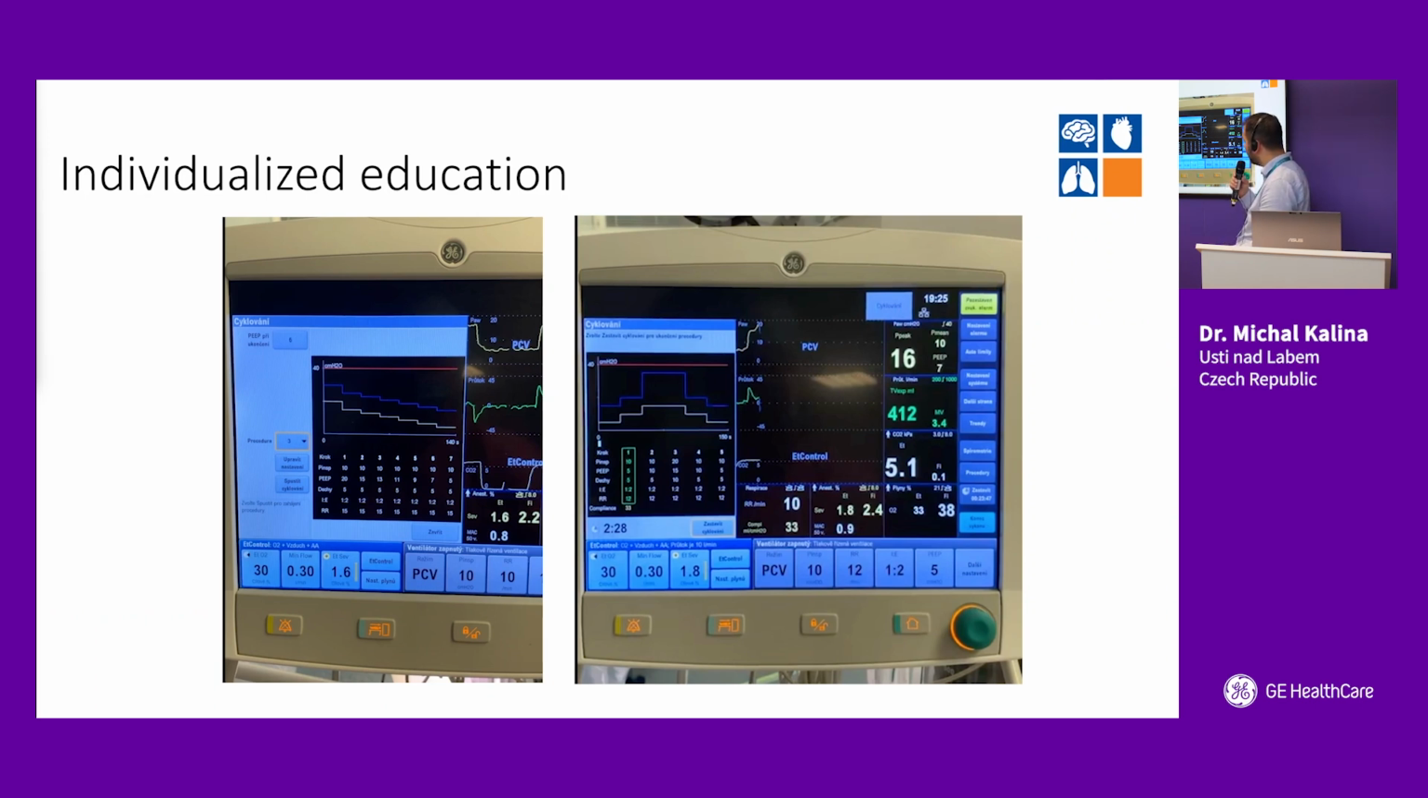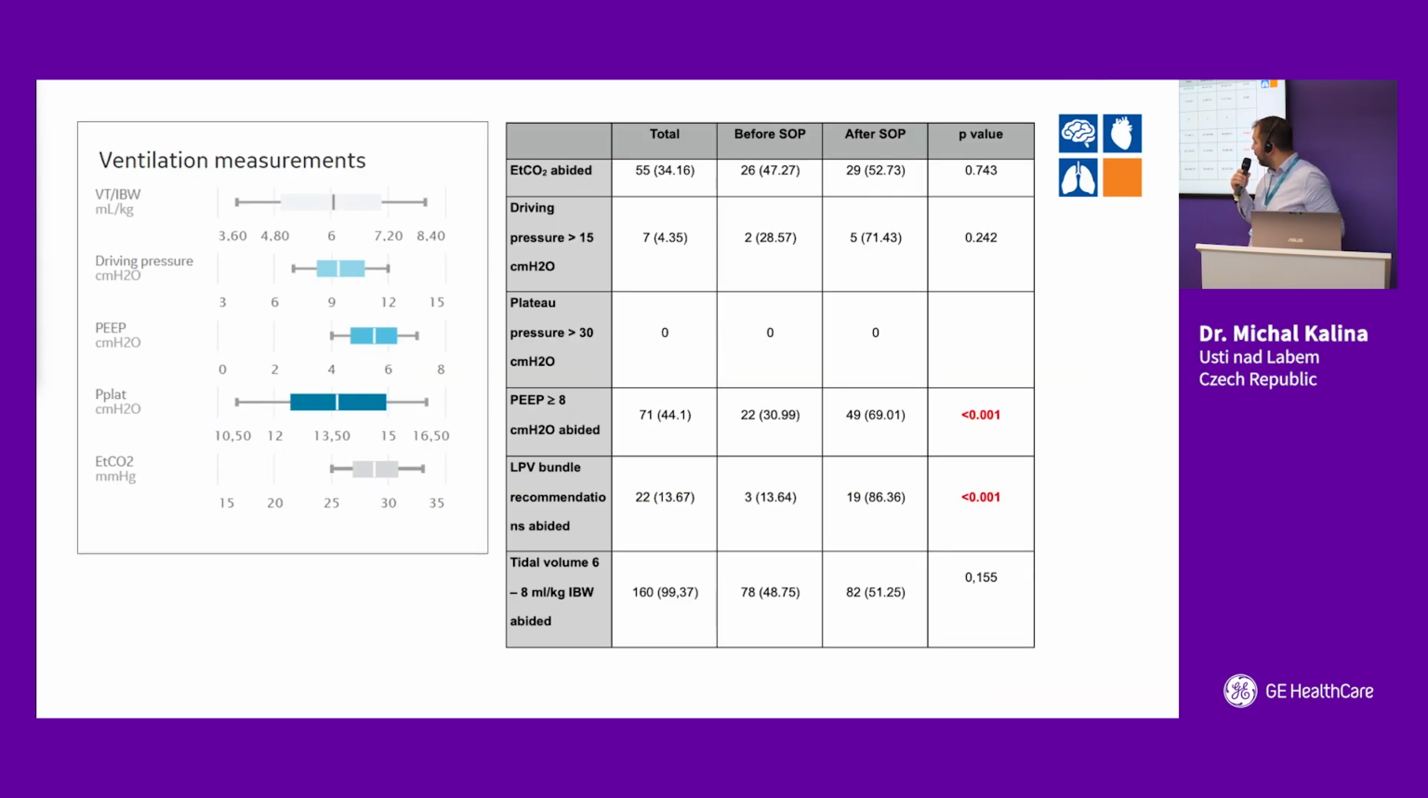We use only ACES anesthesia machines in my department, so it was very easy to set automatic recruitment maneuvers and PEEP titration, and to recommend and to teach all the physicians in the hands-on workshop how to use them and promote the usage of these strategies. And after we implemented the education module and the SOP, you can see that we improved in the weakest points. As I addressed the ETCO2, the range is much narrower than it was, and we fit the recommended levels.